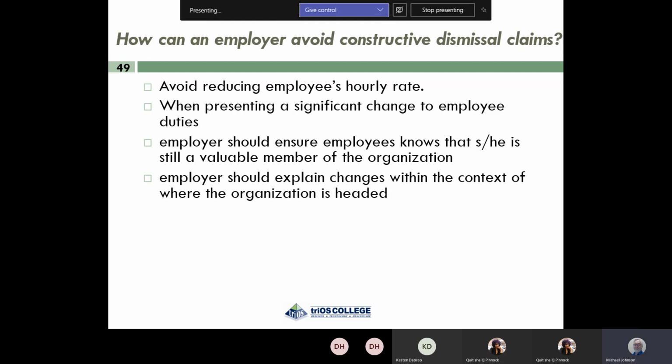Employers should explain the changes within the context of where the organization is heading. It's important for the employee to understand that maybe they're taking a job cut. Maybe their supervisor is going to lose their supervisory capability and become just a general employee again. Maybe they're losing part of their salary. They have to know what the organization is moving towards and why it is necessary in the first place.